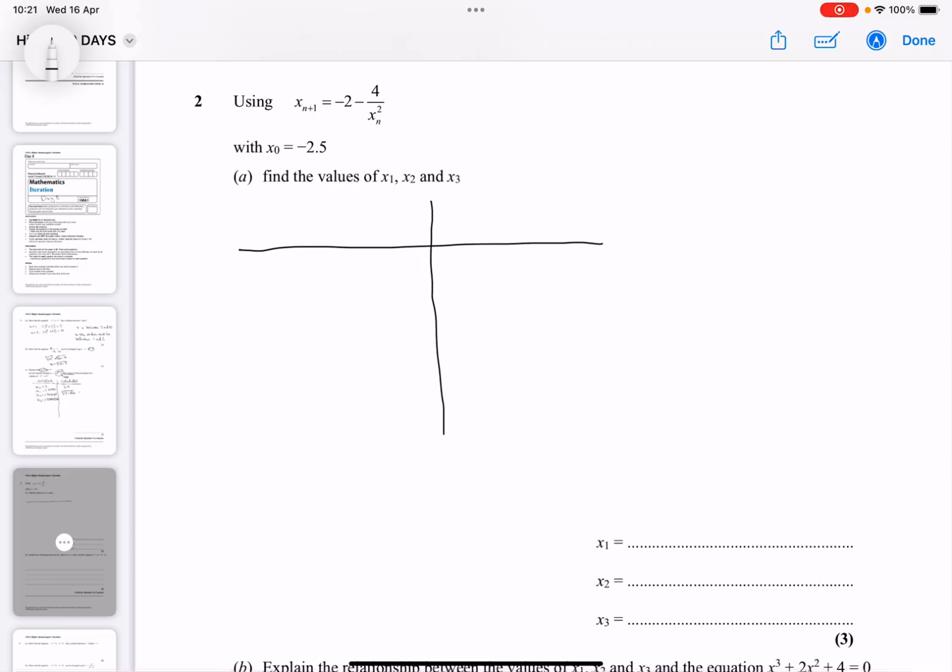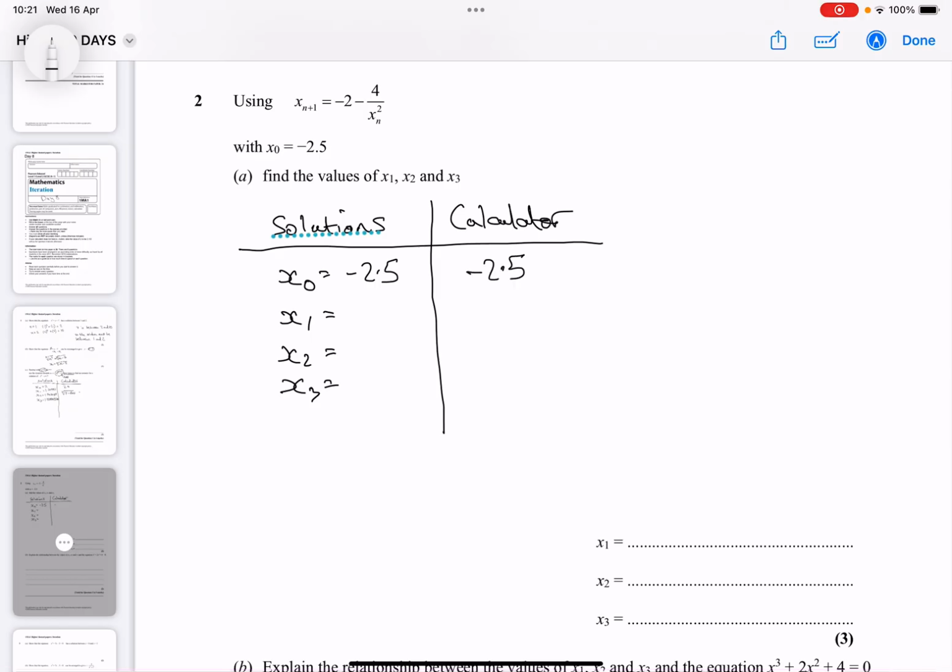Using your calculator correctly, to be honest. So once again, I've got my solutions, I've got my calculator, I've got x0 equals minus 2.5. The nice thing with this is that as soon as you've got that into the calculator, it will just work with it. So it's just going to be an ANS button thing. And you'll know if you've got it in the calculator because you'll see minus 2.5. I think if I put minus 2.5 in, you might see minus 5 over 2.